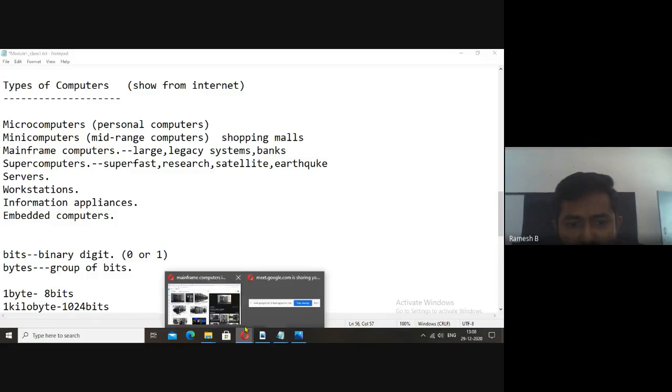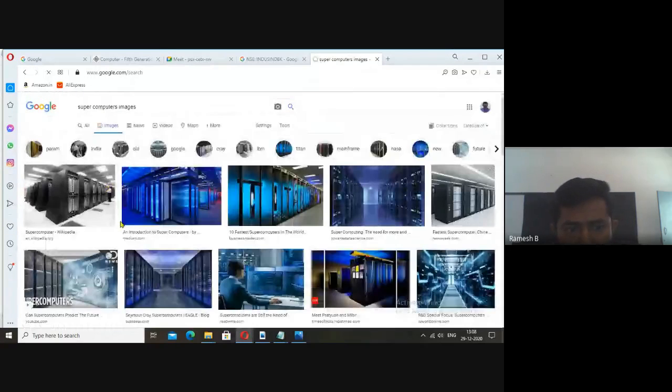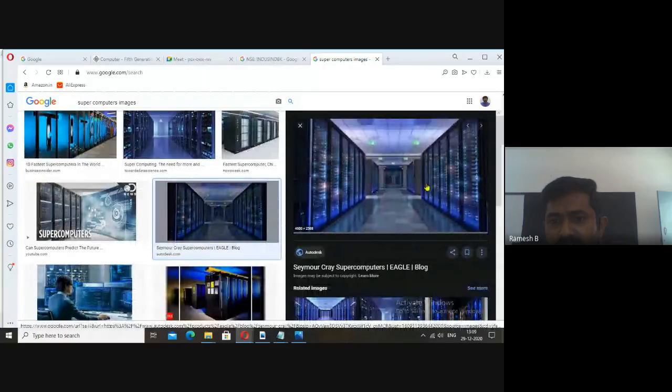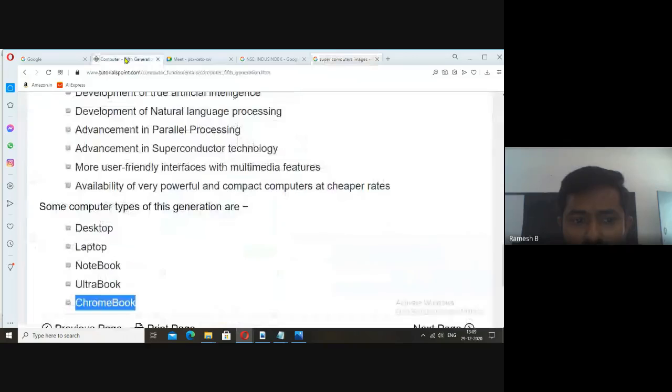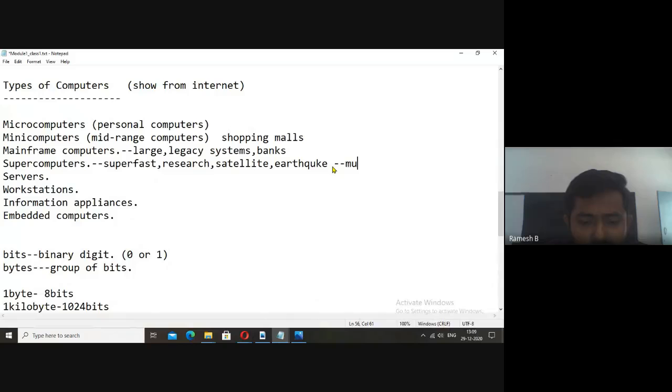Let me give the example for supercomputers. You see there, supercomputers also look somewhat like this. They'll span a room. You see on the right side, this is a supercomputer. They may be spread over a huge building because they require a lot of processors, multiple processors put together. It's simple: we can say multiple computers put together is a supercomputer.